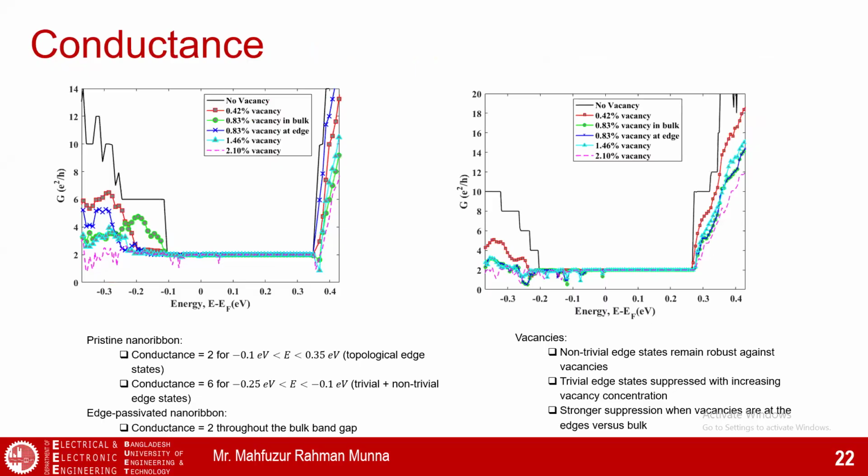And we have also analyzed the conductance versus energy for both pristine and stanene nanoribbon under various vacancy concentration. So as you can see, even at 2.10% vacancy defect, the conductance remains at 2 at the bulk band gap. However, the bulk states are highly suppressed by vacancy defect.